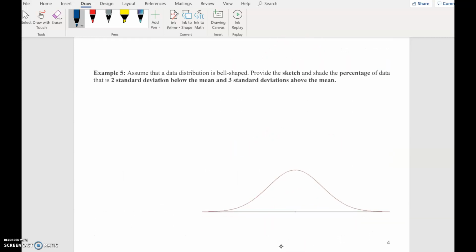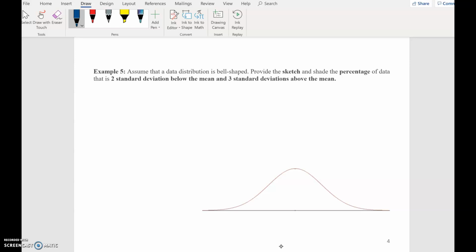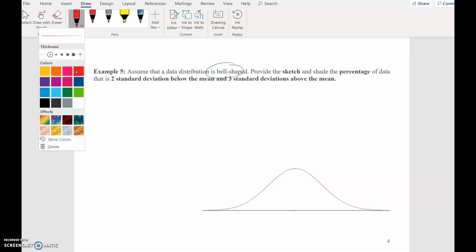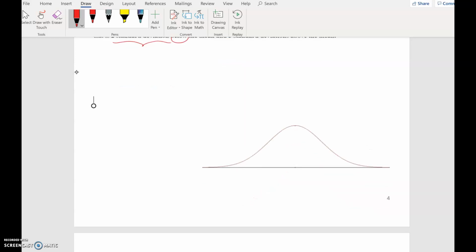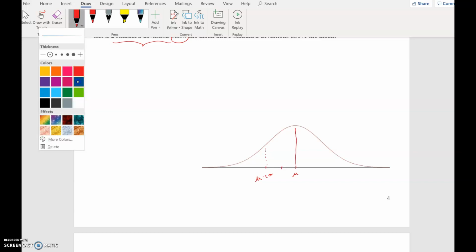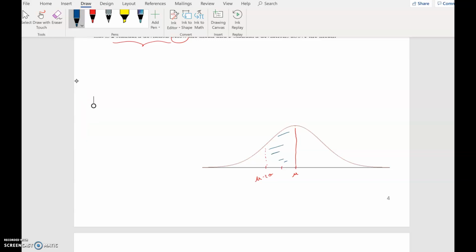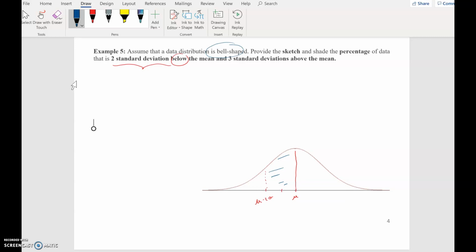I'll do example 5. And then in this case, they're stating that your data is bell-shaped, so that's good. That means we're going to be using the empirical rule. And they want us to shade the percentage of data that is 2 standard deviations below the mean. So in this case, below the mean, this is mu, this is 1 and 2, this is mu minus 2 sigma. So we're going to use this portion here. And let me just highlight that portion. And then it says, in 3 standard deviations above the mean.